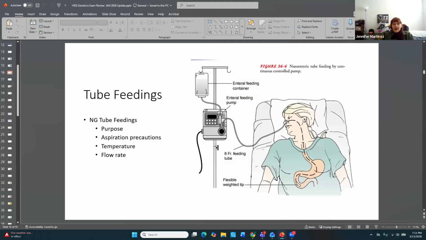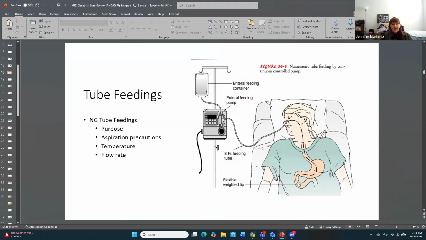Tube feedings. So we think of NG tube feedings. NG tubes go right down the nose, down into the stomach, and can provide nutrients for some of our clients. If they can't swallow, or if they've had some other issue, even sometimes with the GI tract, it's our way of providing nutrition for patients that can't eat.